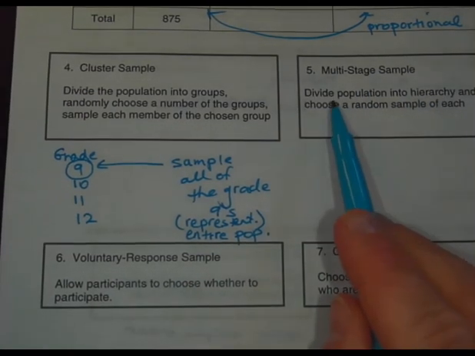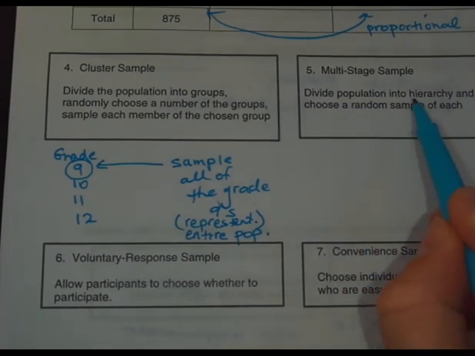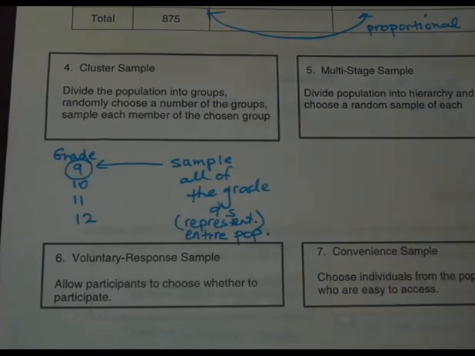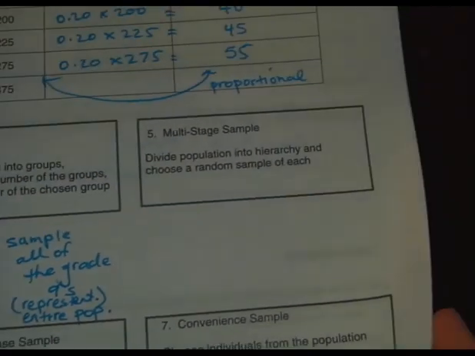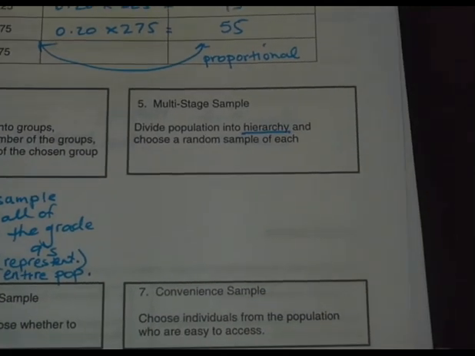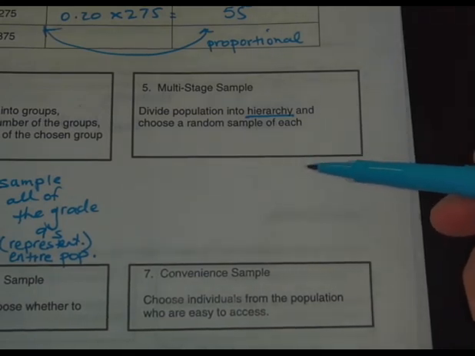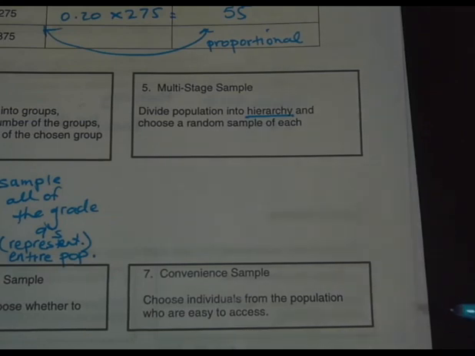A multi-stage sample is, again, where we divide the population into groups, but we divide them into a hierarchy. The question is, what does a hierarchy look like? The idea there is a system that flows down from the top to the bottom.